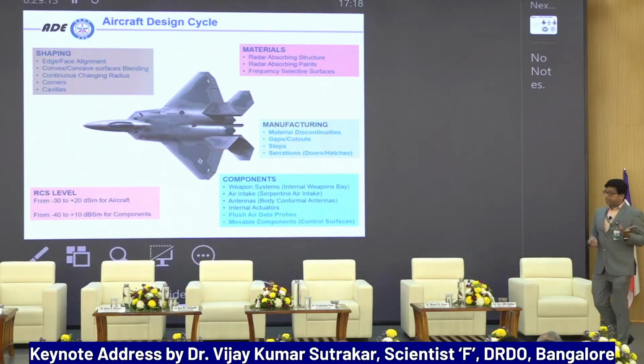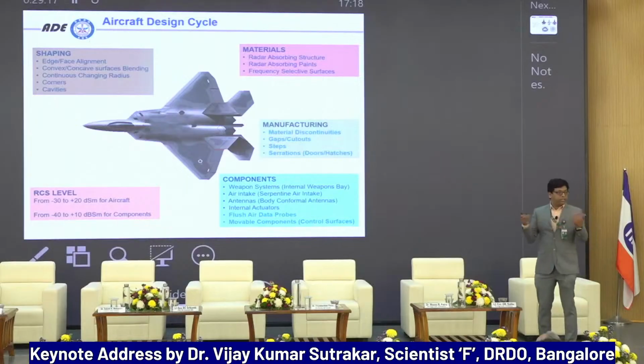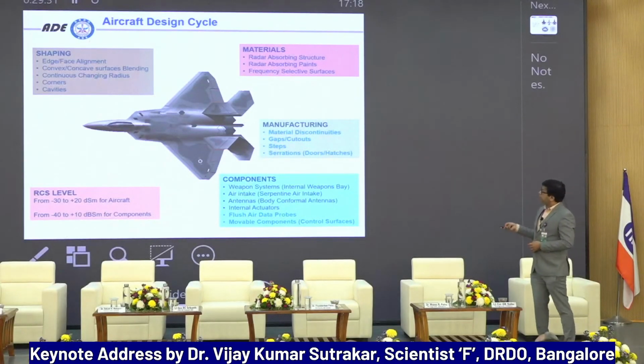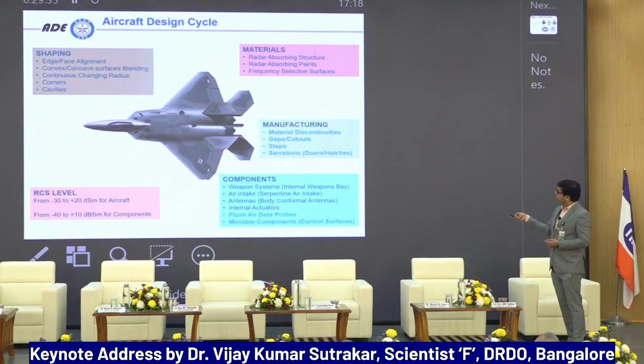So in designing that particular bird, one thing is the shaping, where we try to divert the energy. Different concepts are available for the shaping, and then we use a lot of materials in terms of the structures, paints, and a lot of metamaterials are also getting involved in this. And the third thing is manufacturing. We have to go beyond conventional manufacturing. I will show a few slides, and you will understand how the manufacturing has shifted for this class of aircraft.